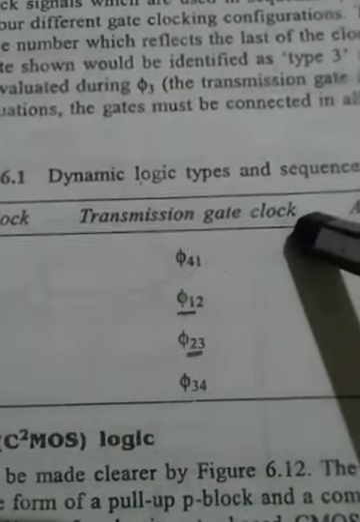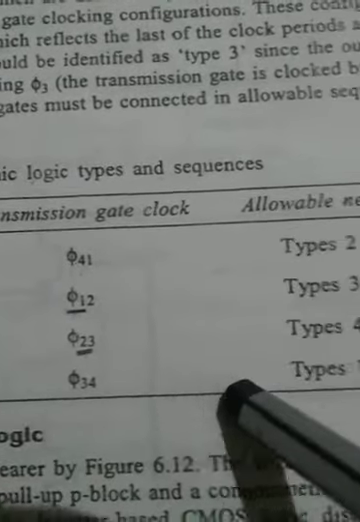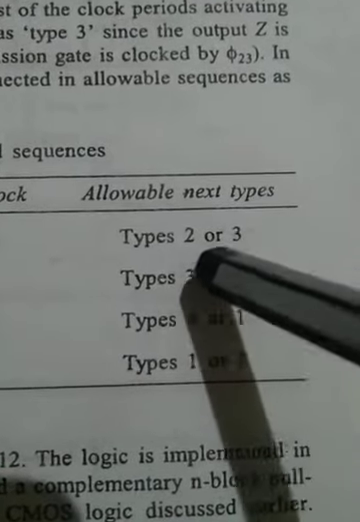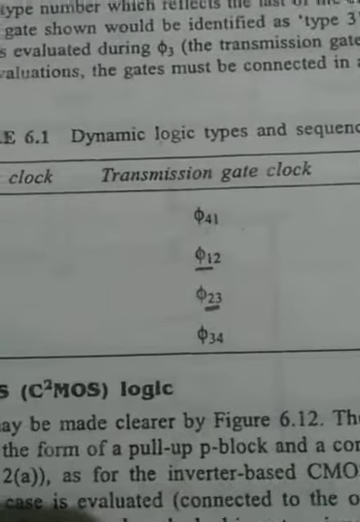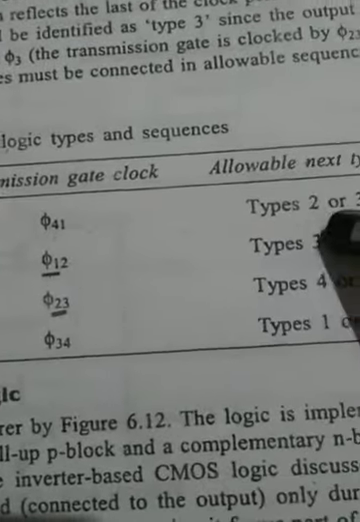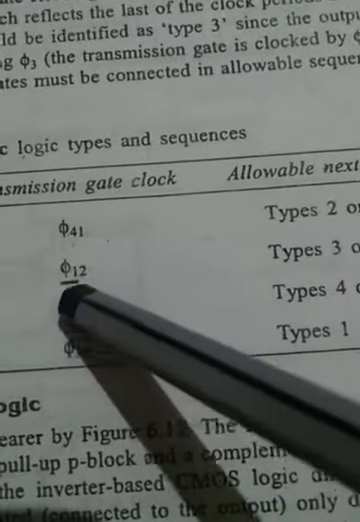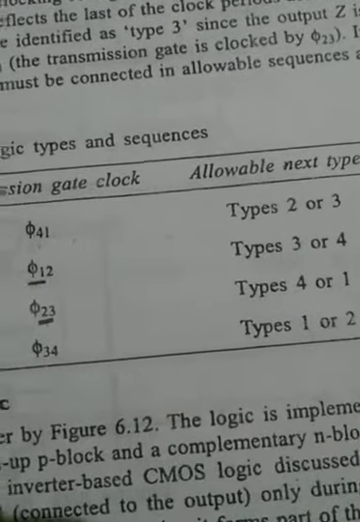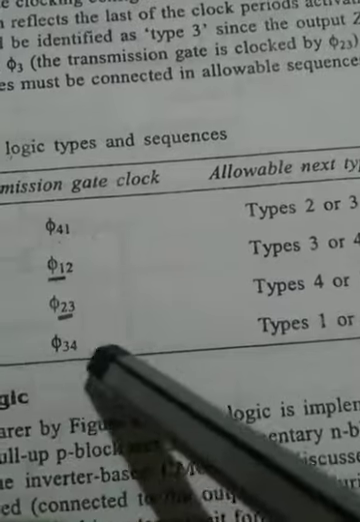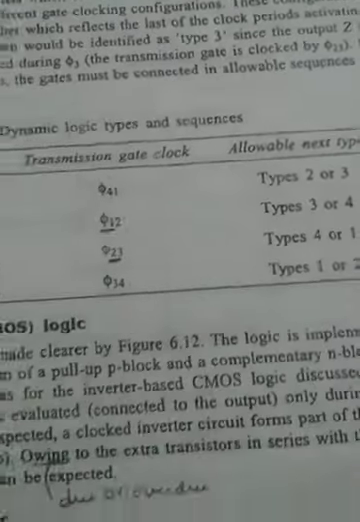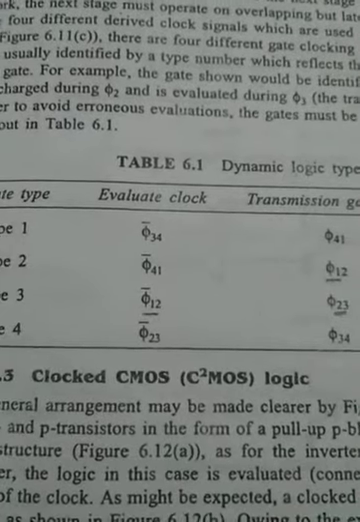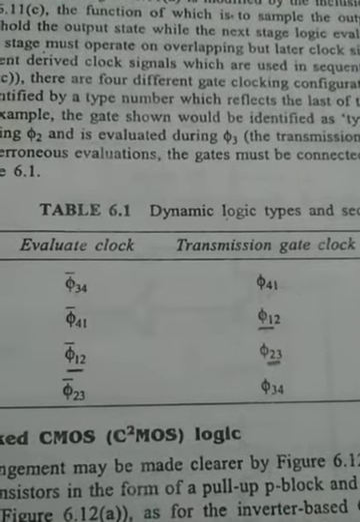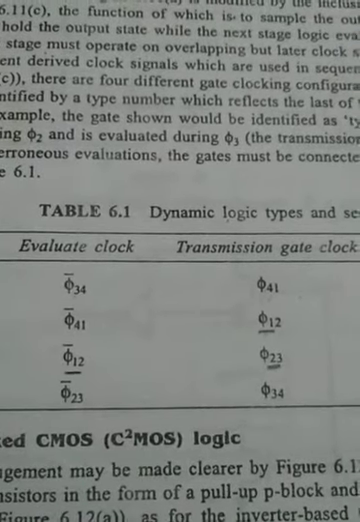The transmission gate clocks are 4 1, 1 2, 2 3, 3 4, and finally this is the allowable next type. Type 2 or 3: that means 4 1 is there, so the rest we have to take is 2 3. Similarly 1 2 is there, so the rest is 3 and 4. 2 3 is there, so 4 1 is allowed for the next step, and 3 4 is there, so 1 2 is allowed for the next step. You have to write this table for the dynamic CMOS logic. Okay, thank you.